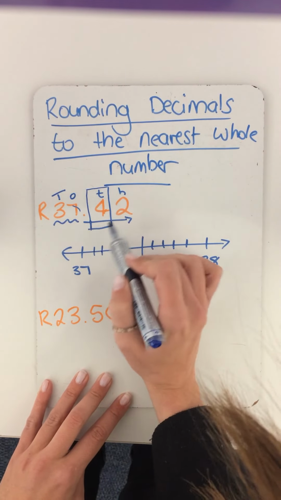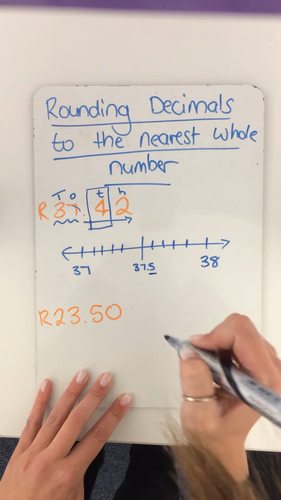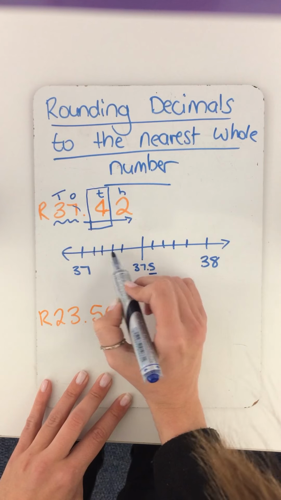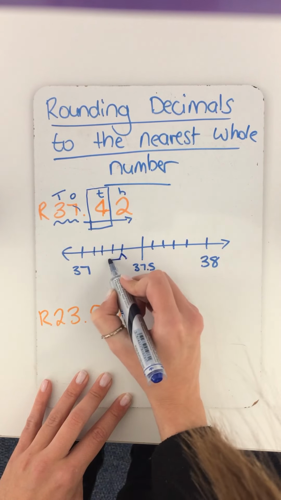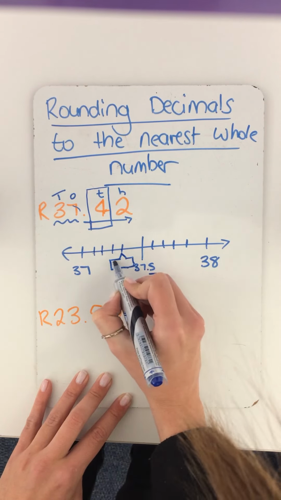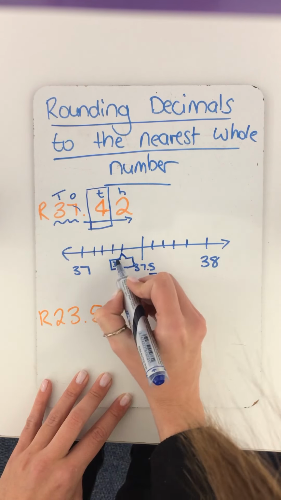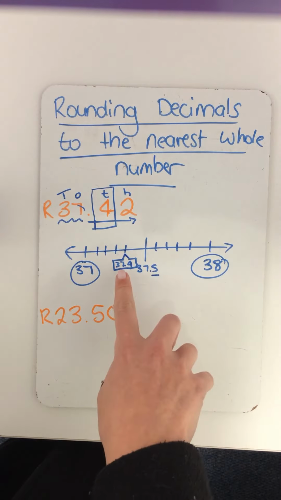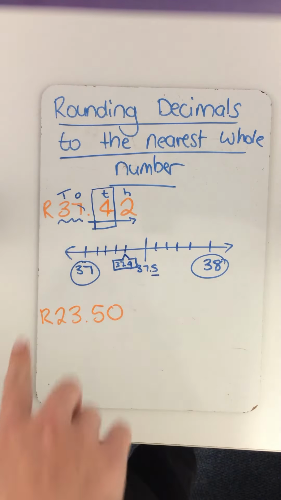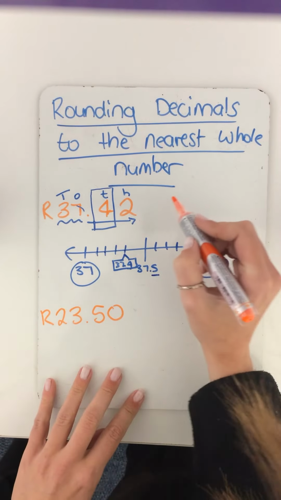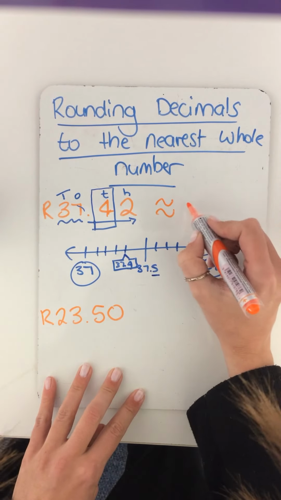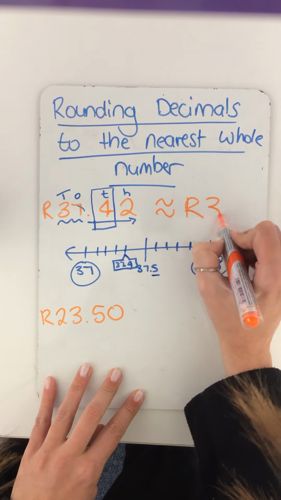Now here I have 4 in the tenths place, so I'm going to plot that on my number line. 1, 2, 3, 4. Over here, this would be 37.4. So I've put it on my number line. Now, is 37.4 closer to 37 or is it closer to 38? When I look at my number line, I can see that my 37.4 is closer to my whole 37. So that means 37.42 rounds off to 37.